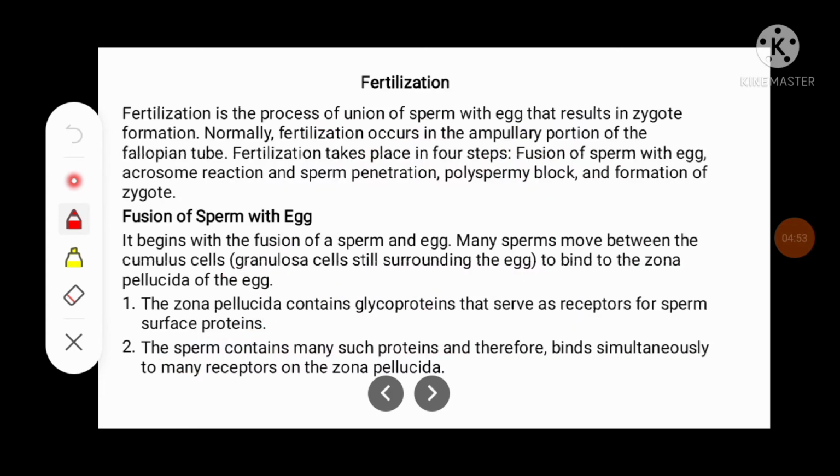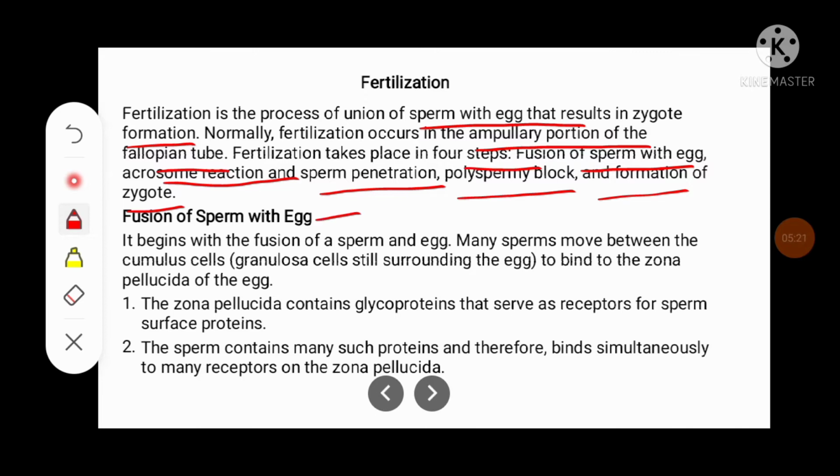Fertilization is the process of union of sperm with egg that results in zygote formation. Normally, fertilization occurs in the ampullary portion of the fallopian tube. Fertilization takes place in four steps: fusion of sperm with the egg, then acrosome reaction and sperm penetration, polyspermy block, and formation of the zygote. So, fusion of sperm with egg. It begins with the fusion of a sperm and egg.